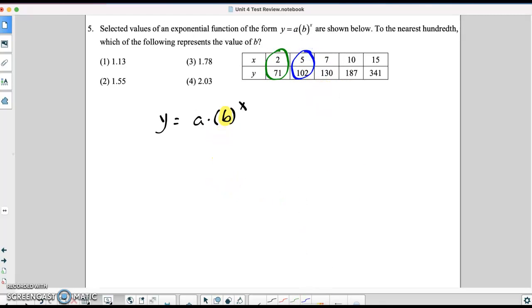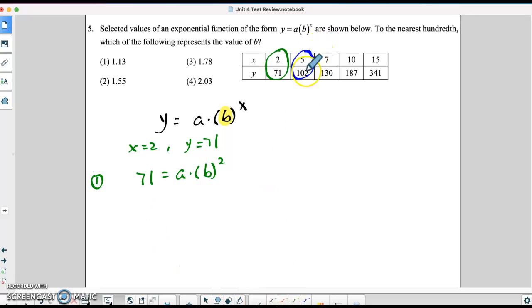All right, so the first pair tells us x equals 2, y equals 71. So we can create an equation using the x and y, right? Go to the equation. Substitute y with 71. We don't know a and b, so leave them alone. Substitute x with 2. Okay, so we have our first equation.